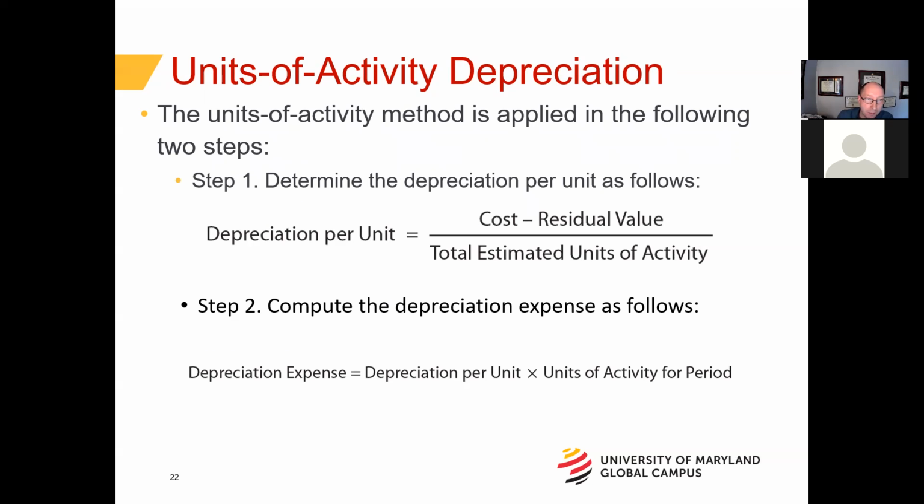But let's look at the example and discuss how it's measured. For units of activity, there are two steps. Step one, determine the depreciation per unit. You have cost minus residual value divided by total estimated units of activity. Cost of my forklift, we'll say, is 24,000. Residual value is 2,000. Total estimated units of activity is 3,000 hours. So it's 22,000 divided by 3,000, which gives us the depreciation per unit. Step two, we compute the depreciation expense. We take the depreciation per unit from step one and multiply it by the units of activity per period.